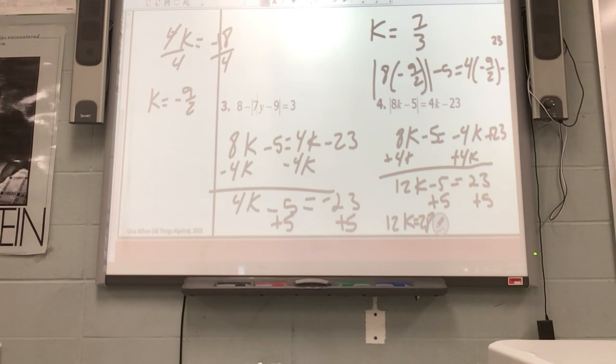Okay, 8 times 9 is 72. 72 divided by 2 is 36. So I got -36 on this piece, and the absolute value of -36 is 36. So 36 minus 5 is 31. So on the left side, I'm looking at 31 equals -18 minus 23.